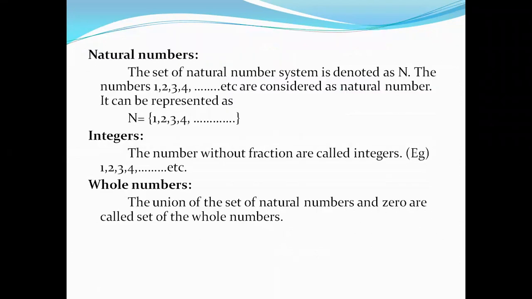Next, natural numbers. The set of natural number system is denoted as N. The numbers 1, 2, 3, 4, etc. are considered as natural numbers. It can be represented as N equal to open curly brace 1, 2, 3, 4, etc. end of curly brace. Integers. The numbers without fraction are called integers. Whole numbers. The union of the set of natural numbers and zero is called the set of whole numbers.